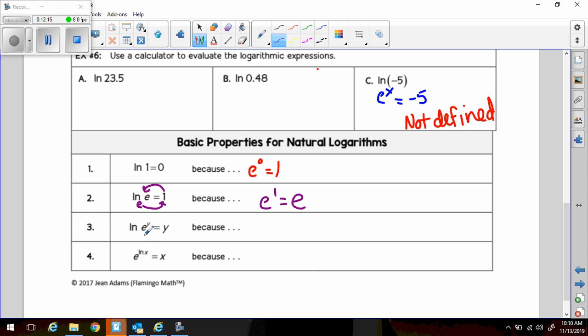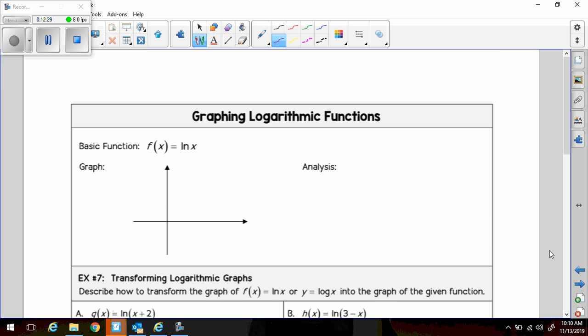Alright, e to the natural log of y equals y. And this is because natural log of x equals natural log of x. Alrighty guys, I'm going to try one more. I want you guys to go ahead and graph this. I'm going to just pause your video, try to graph it, and then I'm going to go over it.